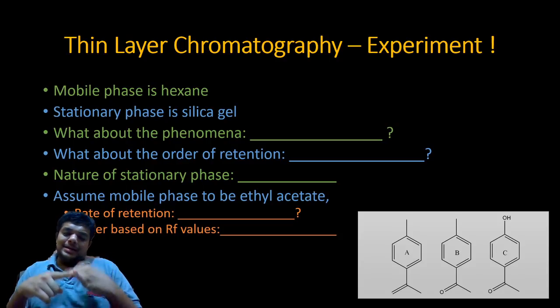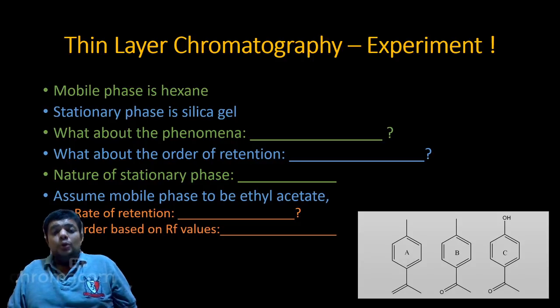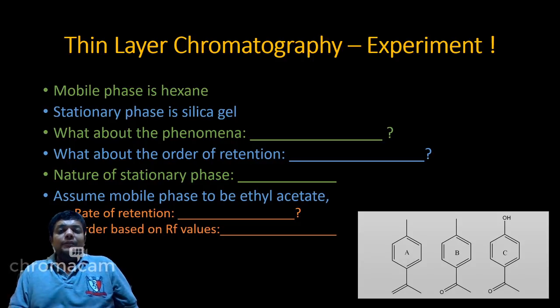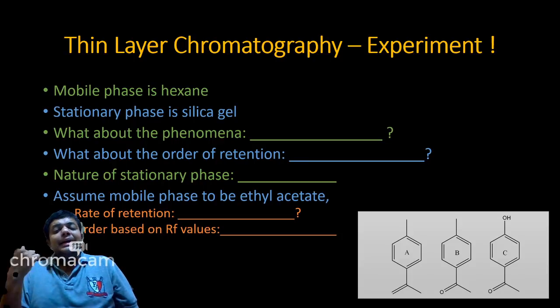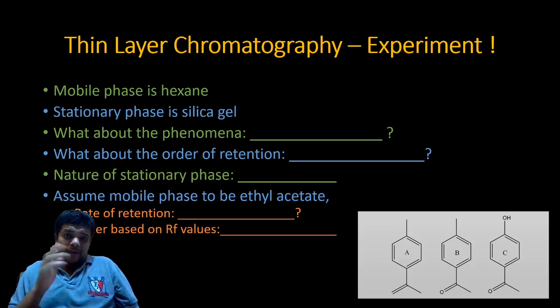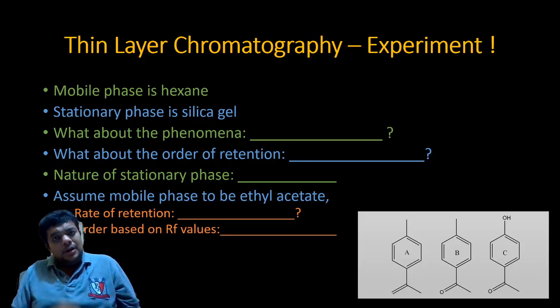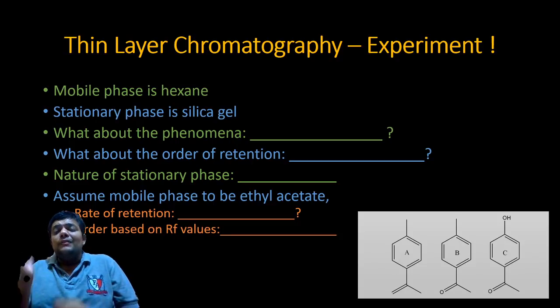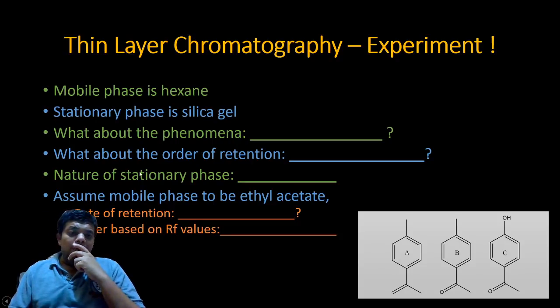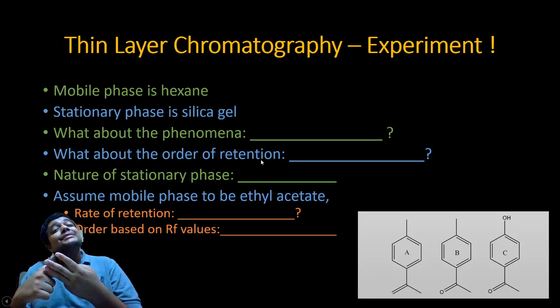So the highest retardation will be C, then B, and then A. The order of retention from highest to lowest will be C greater than B greater than A. A will come out fast, B will come out afterwards, and C will come out last. So C will have the highest retardation. Going inverse, elution will be highest for A. So if someone asks you about the order of elution: A greater than B greater than C.